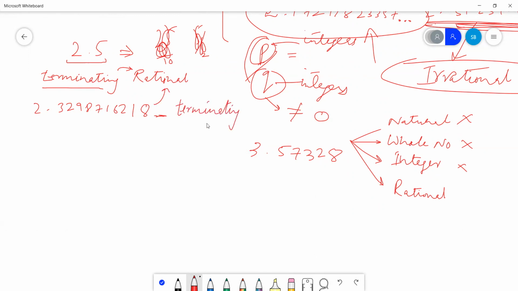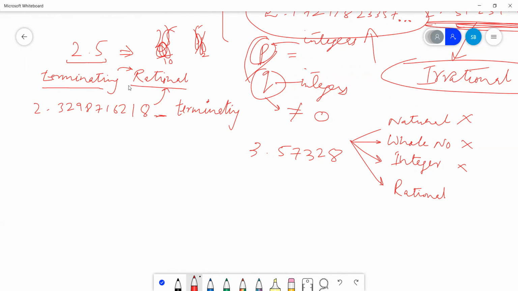Can you repeat what I said? It's not rational because it's terminating? No, it is rational. It is rational because it is terminating. Oh, I thought you just said it's not rational. No. It is rational because it is terminating.